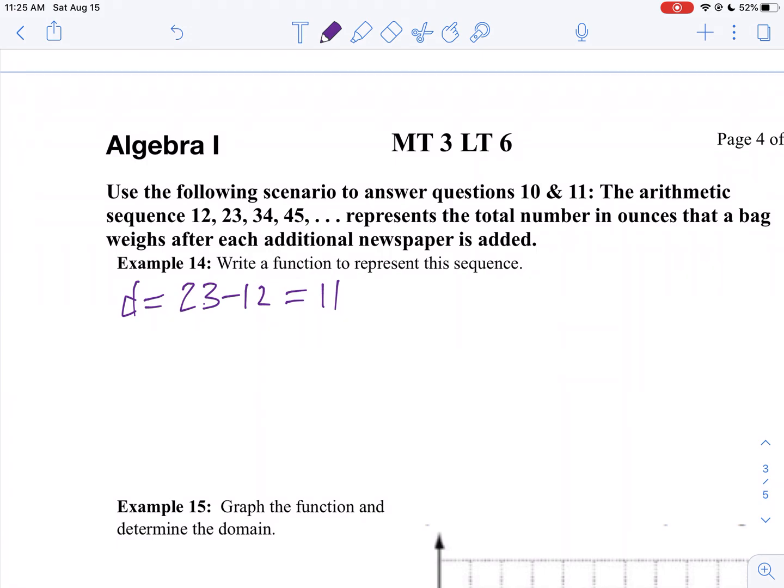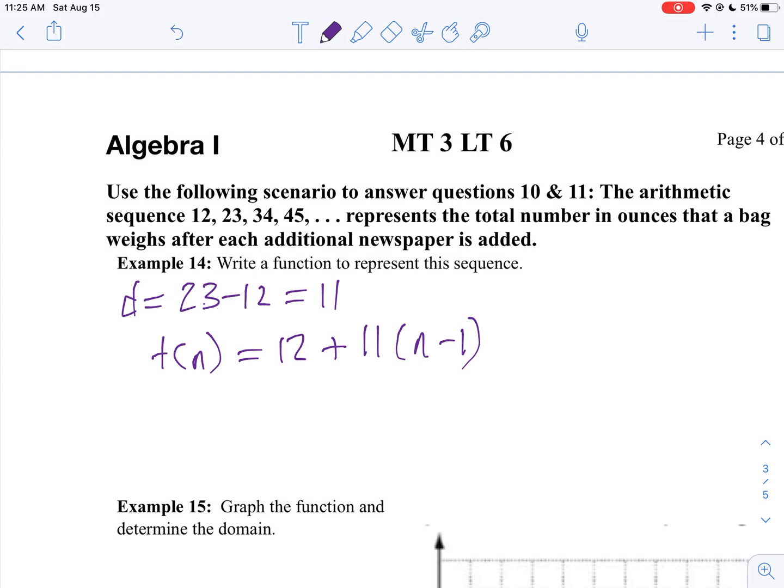Now let's write this in function notation using our arithmetic sequence. So I'm going to say T of n equals your first term, which is 12, plus your common difference, which is 11, times n minus 1. There's your answer, arithmetic sequence.